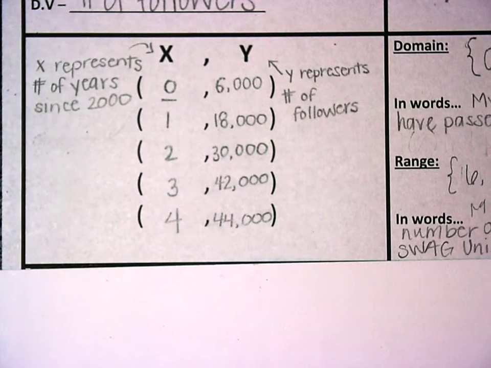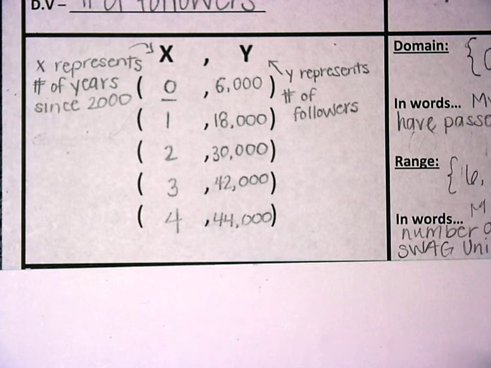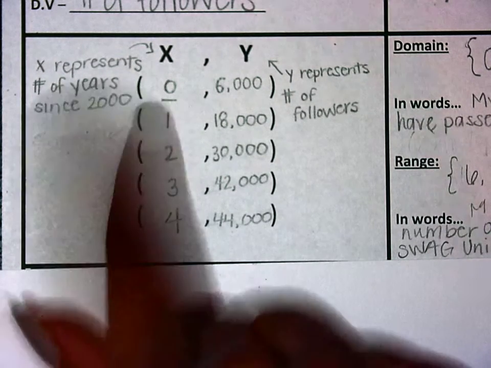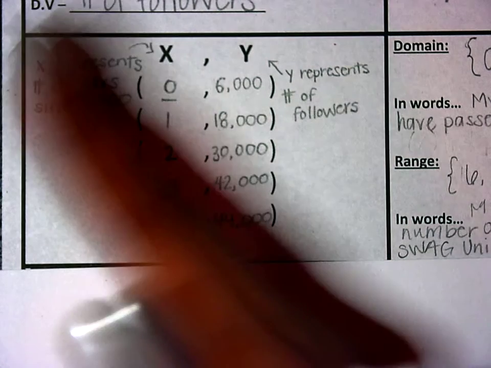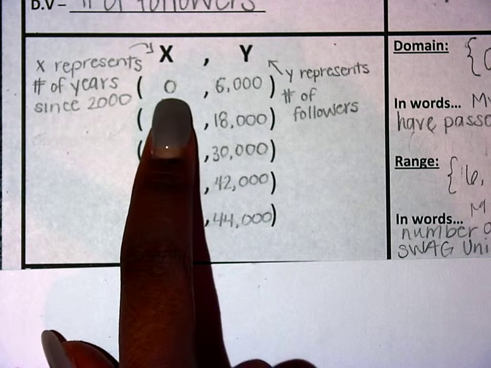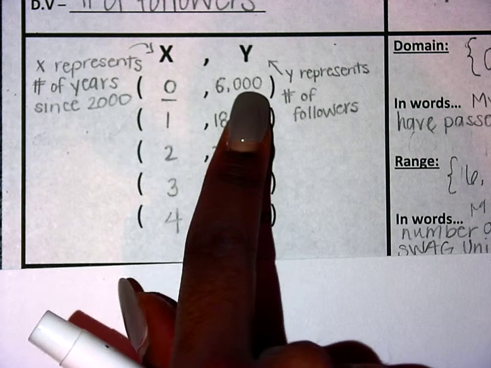My ordered pairs. So for my ordered pairs, I started with the year 0. The reason I started with 0 is because I'm tracking the years since 2000. So 0 means that this is during the year 2000. No time has passed by yet. So during the year 2000, I had 6,000 followers.